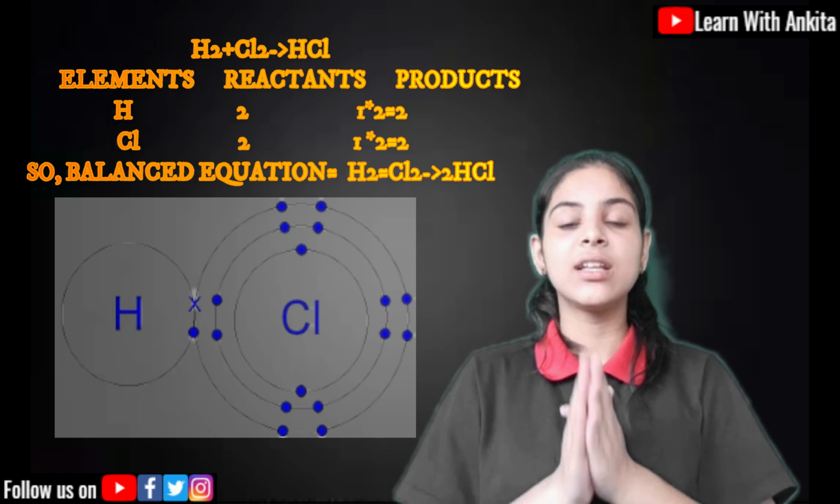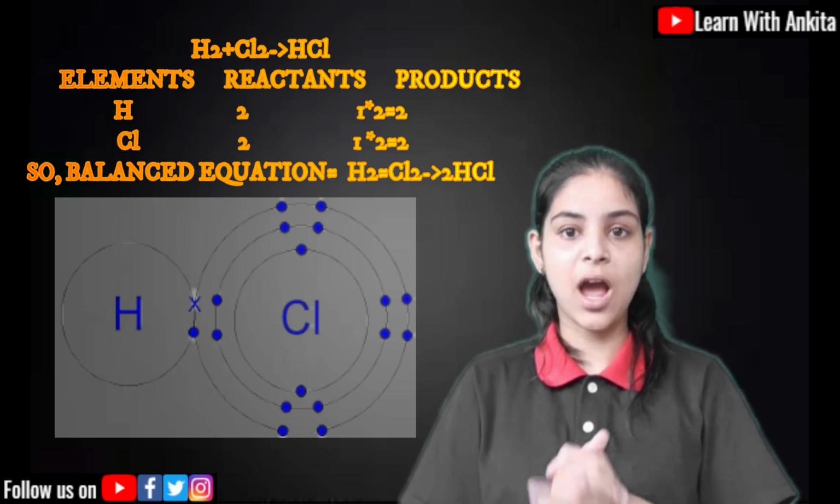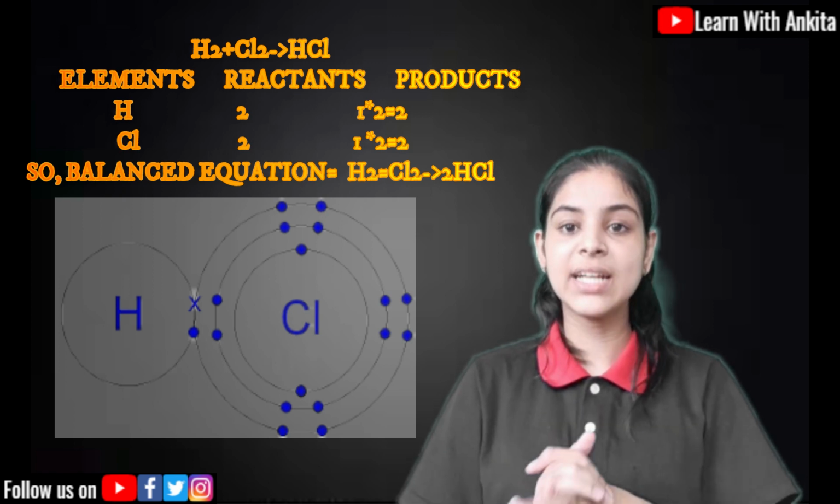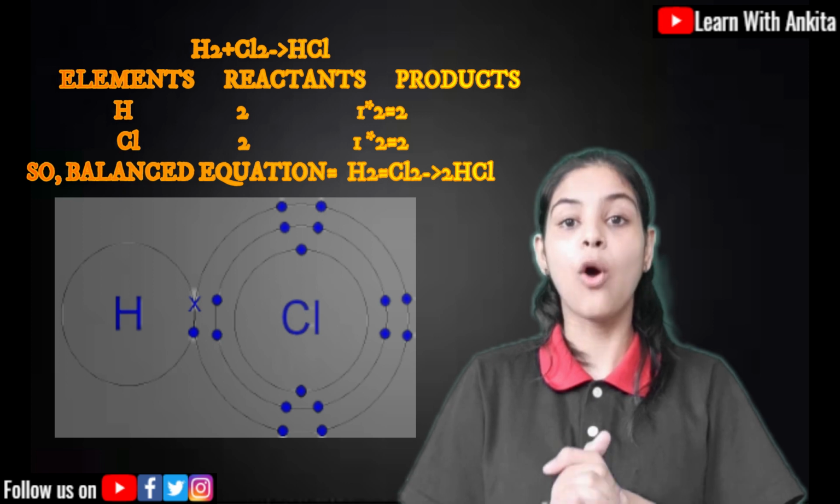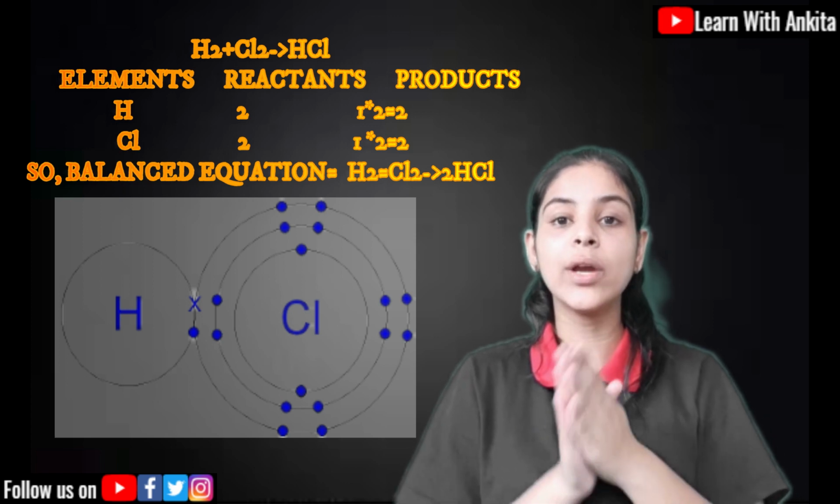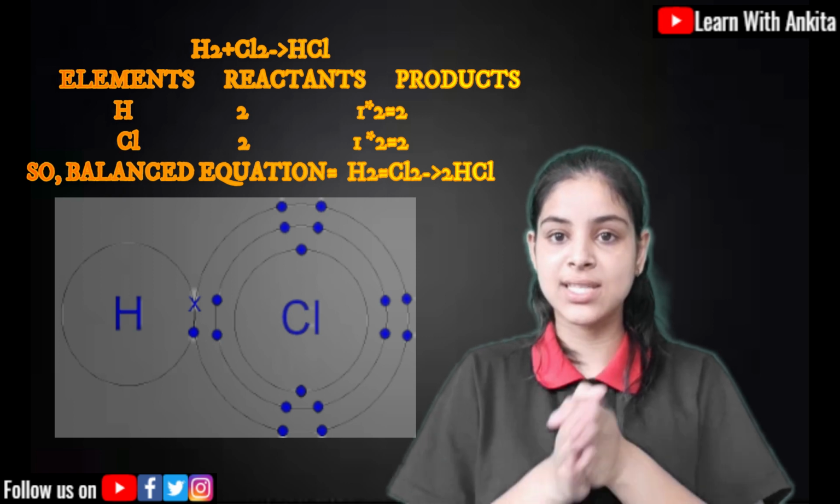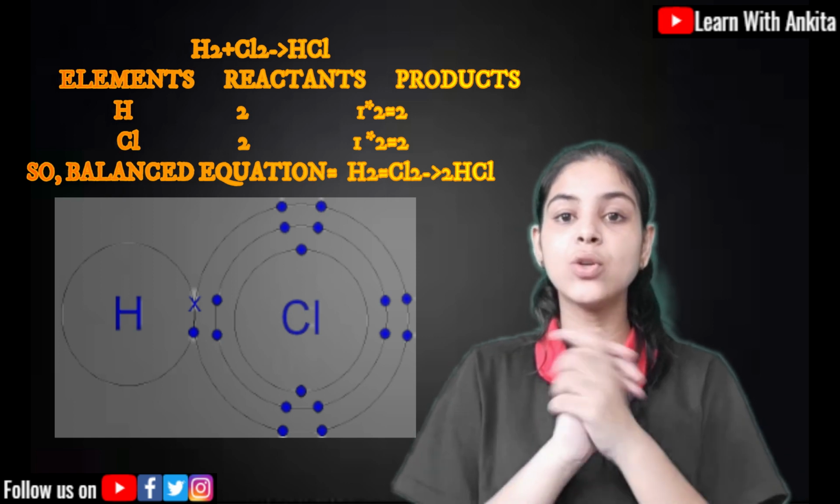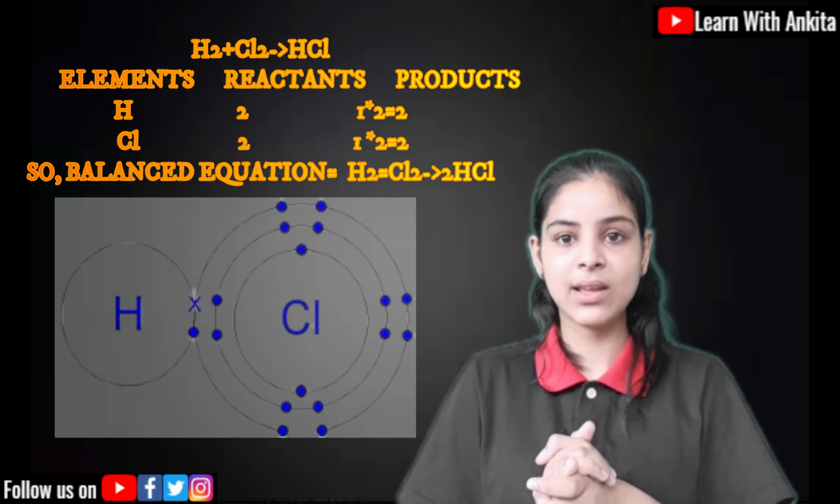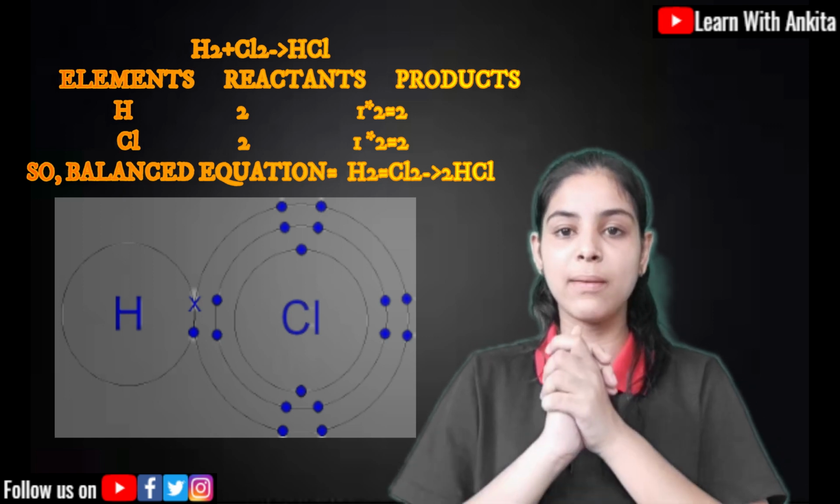That means now the equation is balanced. How? Because there are 2 atoms of hydrogen on the product side as well as 2 atoms of chlorine, because we are multiplying by 2 in front of HCl. So 2H and 2Cl, so it will be 2HCl, that is 2 hydrochloric acid. Got it? So this is how we balance.